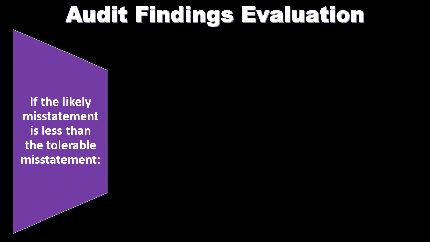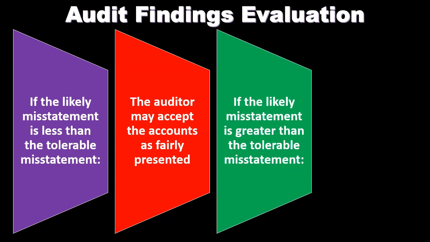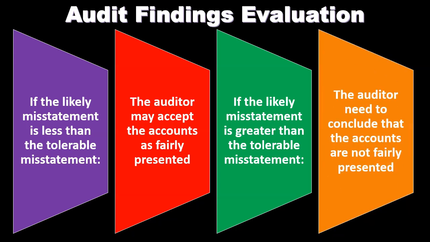Then we have the audit findings and evaluation. If the likely misstatement is less than the tolerable misstatement, then the auditor may accept the accounts as fairly stated. So one more time, if the likely misstatement is less than the tolerable misstatement, so we've done the audit, we have the likely misstatement, it's less than the tolerable misstatement, the auditor may accept the accounts as fairly presented. We're going to accept the accounts typically then as fairly presented. If the likely misstatement is greater than the tolerable misstatement, however, so we've done the audit procedures, the likely misstatement is greater than the tolerable misstatement, then the auditor needs to conclude that the accounts are not fairly presented in that case.